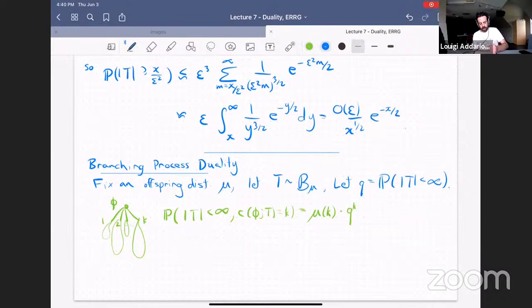And so that means that the probability that the root has k children, given that the tree is finite, again just by Bayes, is mu of k times q to the k minus 1.